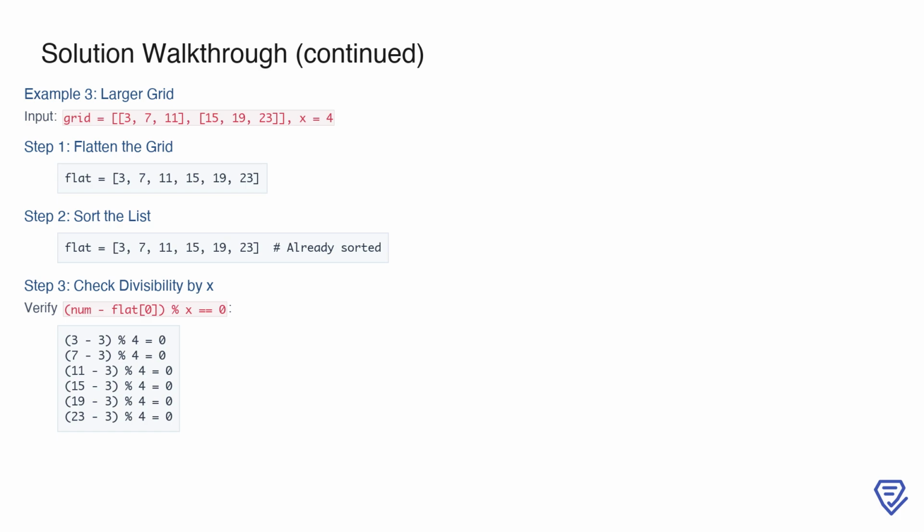This involves verifying that (number minus flat[0]) mod x equals 0 for all numbers. For this example, every number satisfies the condition: 3 minus 3, mod 4 is equal to 0, 7 minus 3, mod 4 is equal to 0, 11 minus 3, mod 4 is equal to 0, 15 minus 3, mod 4 is equal to 0, 19 minus 3, mod 4 is equal to 0, and 23 minus 3, mod 4 is equal to 0. Since all numbers pass the divisibility check, we can proceed to find the median and calculate the operations.